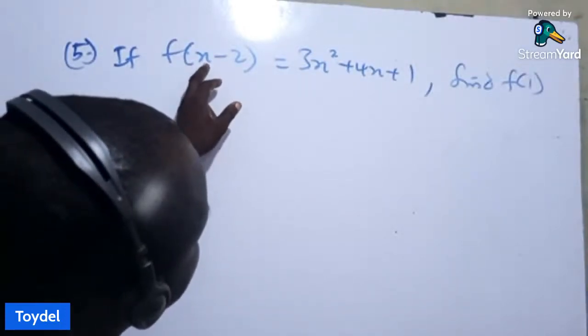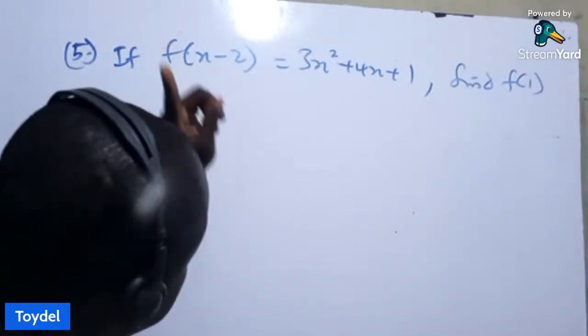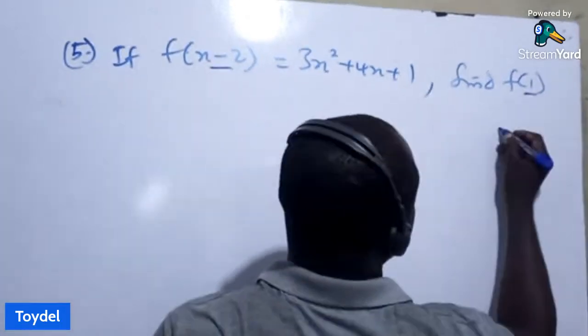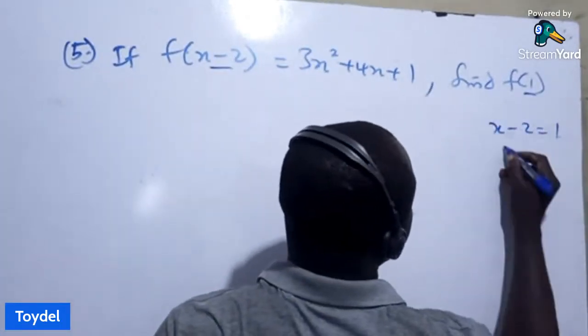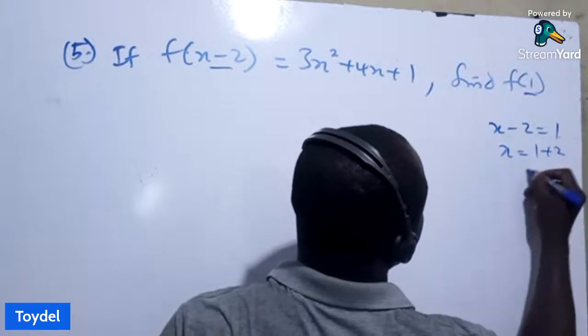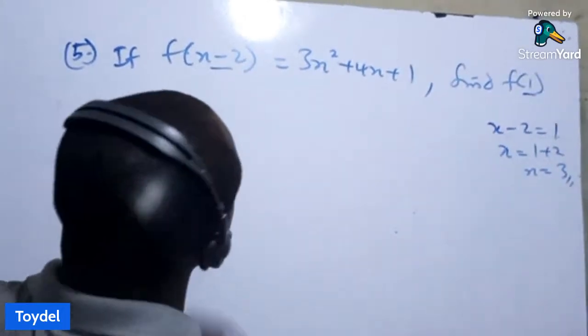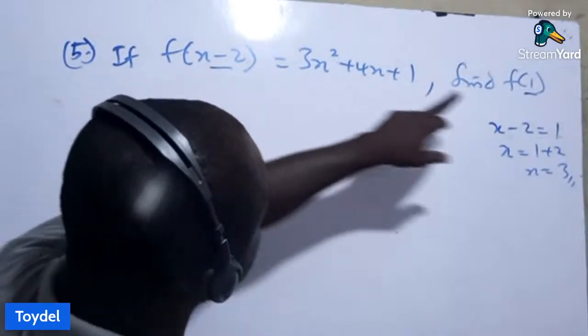When we subtract 2 from x, we must get 1. That is, just equate what you have here and there. Say x minus 2 is equal to 1. Then x is equal to 1 plus 2, x is equal to 3. So it is f of 3. It is when x is equal to 3 that will give us f of 1.